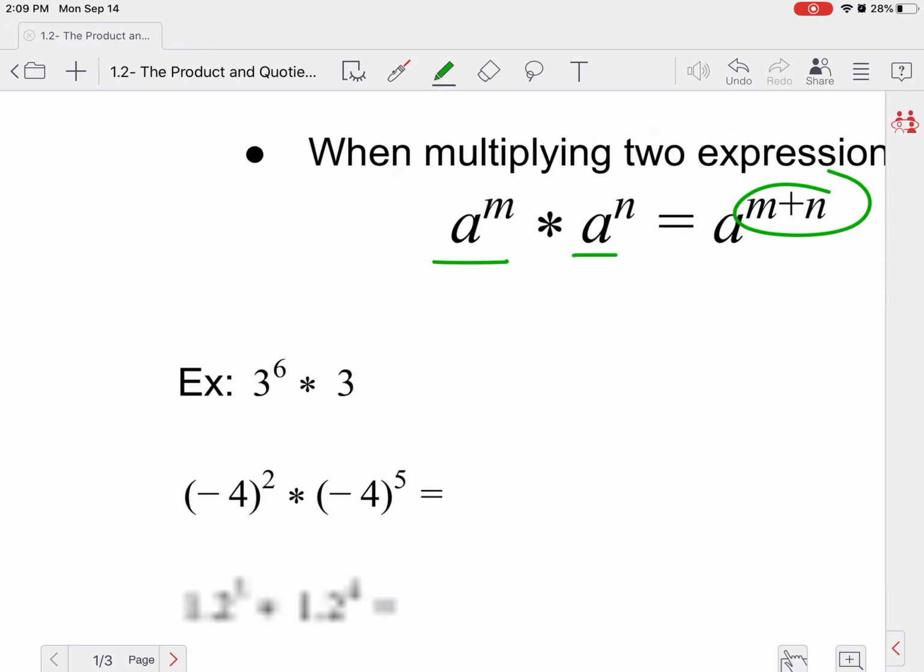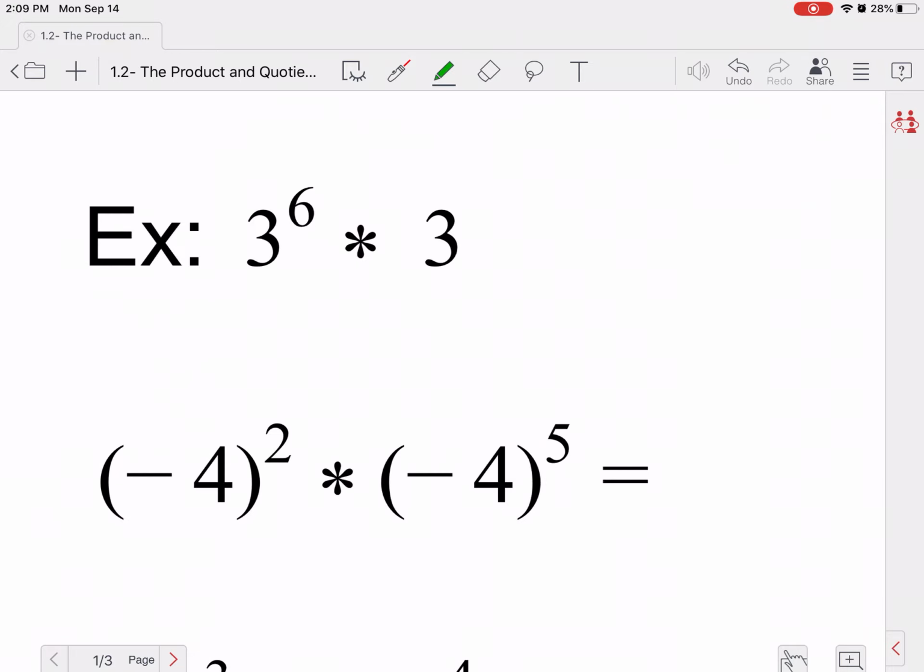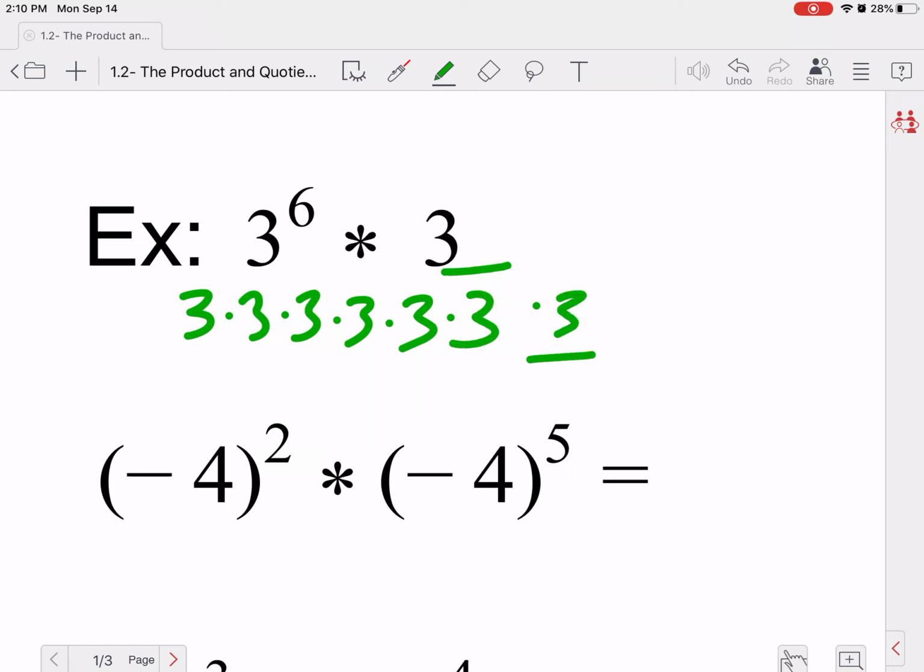Okay, so let's try this. So 3 to the 6th times 3. If I were to write this out, this would be 1, 2, 3, 4, 5, 6 threes times another 3, which would be a total of 7. This throws students off sometimes because there's an invisible 1 here. So when we're using the shortcut, if a number doesn't have an exponent, we automatically put a 1 there. Not a 0, but a 1. So 6 plus 1 is 7. And again, we just keep the same base.